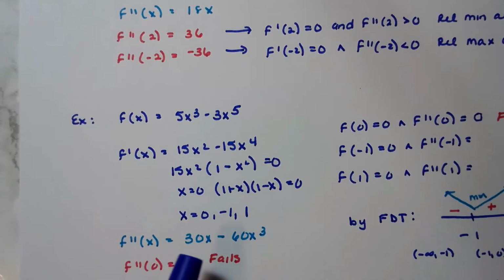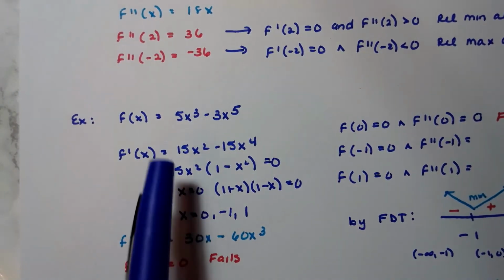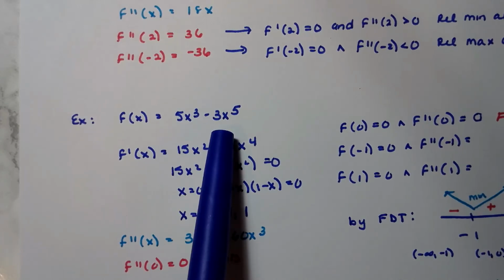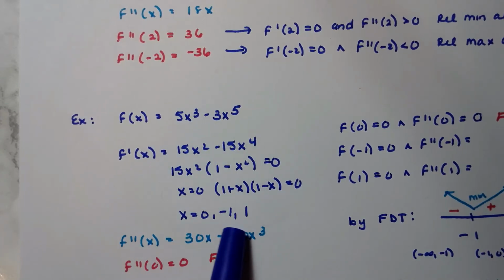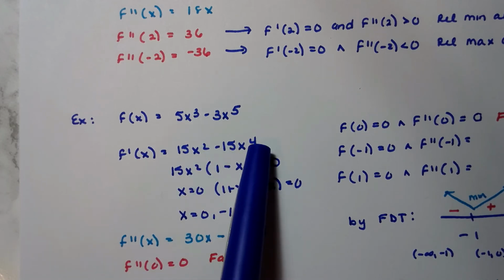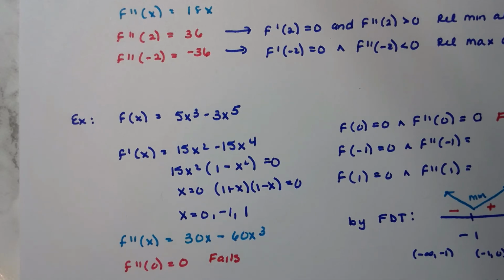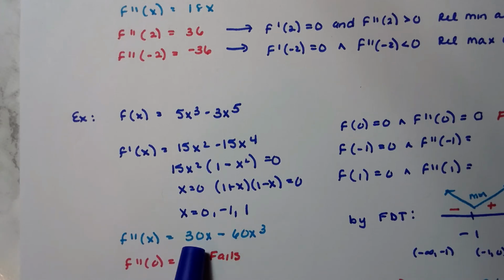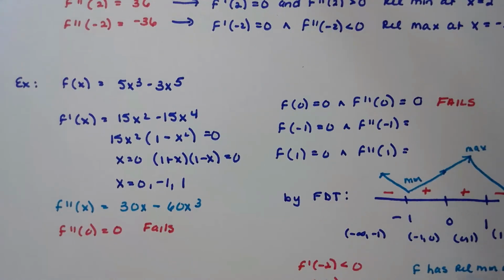Here's that one where the test failed. So here's our function. I took the derivative, got the critical numbers. Okay, then I took the second derivative, which is 30x minus 60x cubed, and the first critical number I plugged in, thankfully, was a 0. When I plug a 0 into the second derivative, it equals 0, so right away it fails. There's no need to even test these other ones here at all.